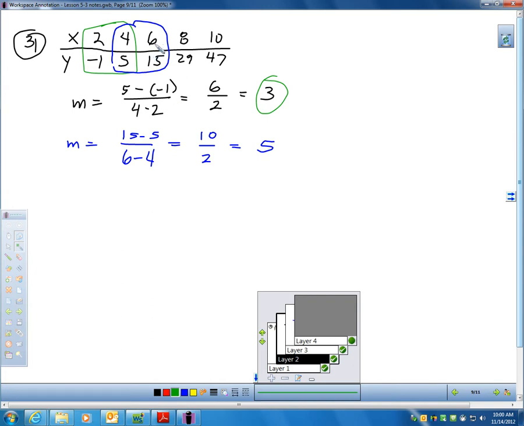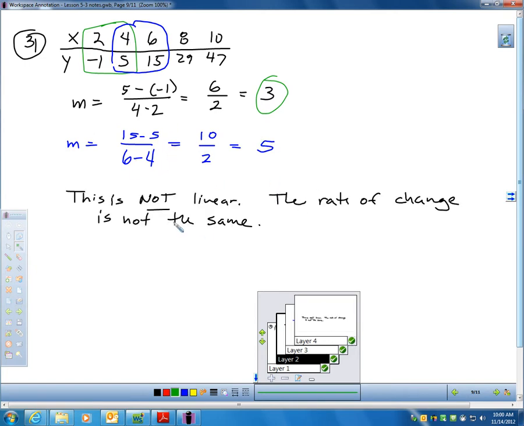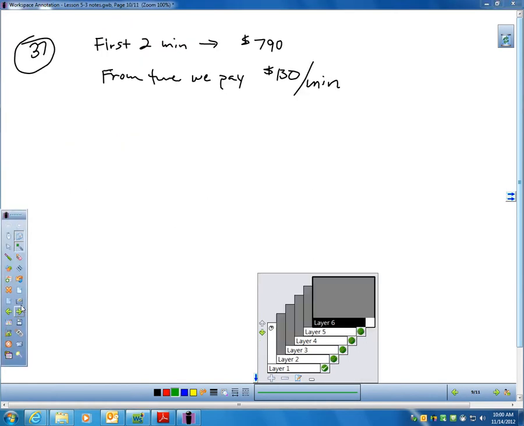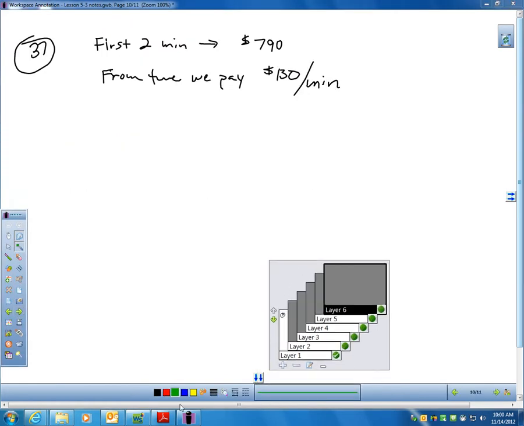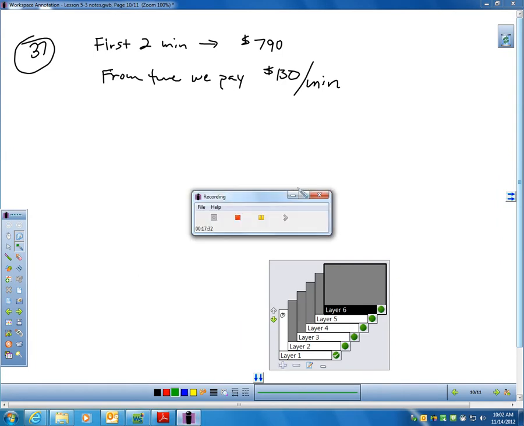And you can see I plug these in, 15 minus 5 for my y's, 6 minus 4 for my x's. I'm not getting the same slope. This is not a linear table, so the rate of change is not the same. So I can't write an equation in point-slope form for this. This isn't linear in the first place. A couple more questions here, and I'm done. My videos, I want to get this done, and if I can, close to 20 minutes.